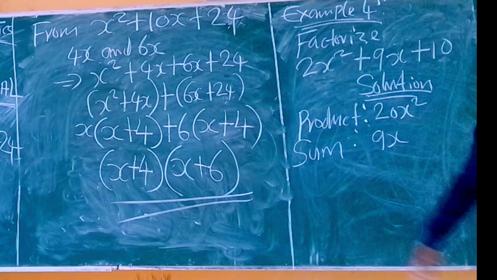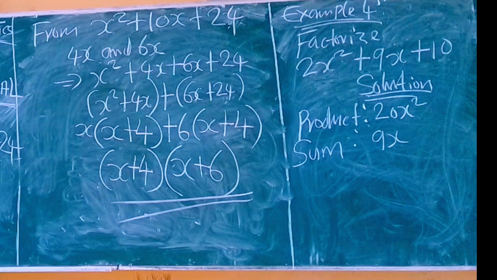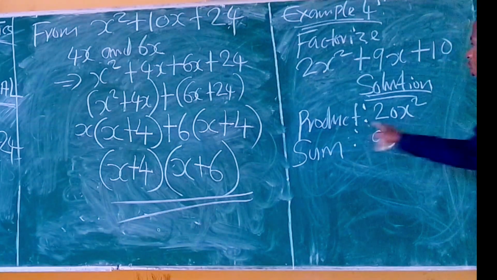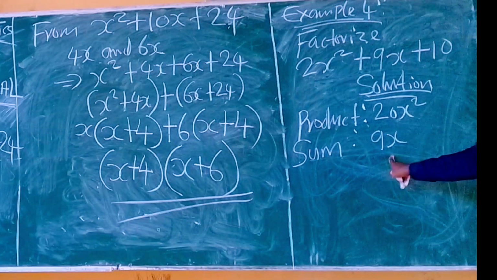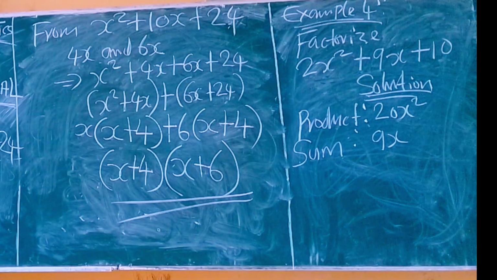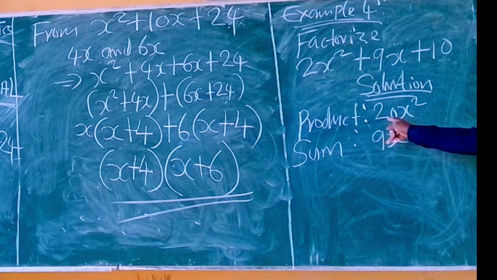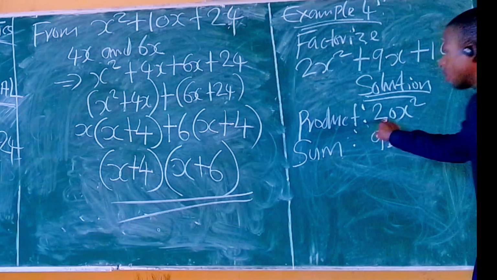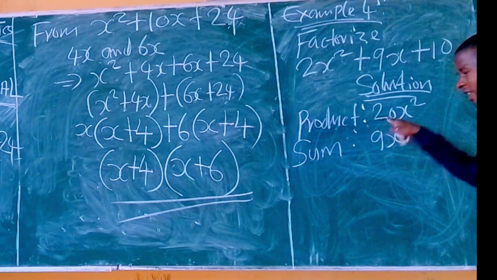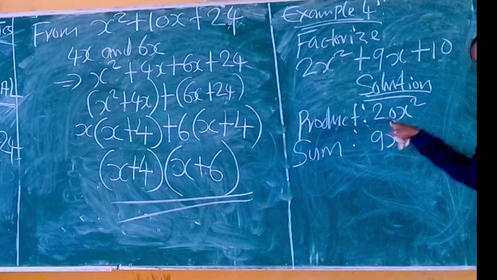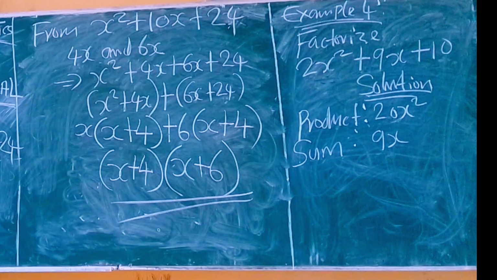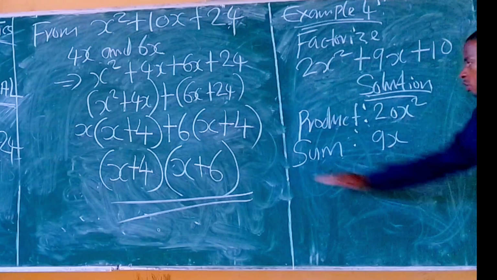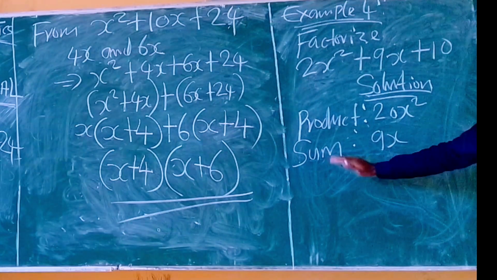What next? What I'm going to look for now is two numbers. When we multiply them, they give us our product, and when we sum them, they give us the sum. Now if you multiply 1 times 20, it's going to give us 20x squared. But if you add 1 plus 20, it's going to give us 21, which does not satisfy the condition of the sum. So we leave those two factors.